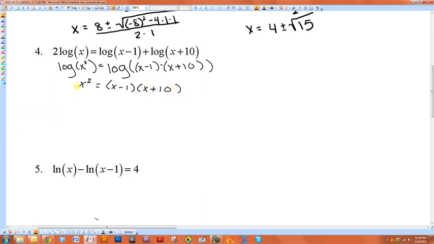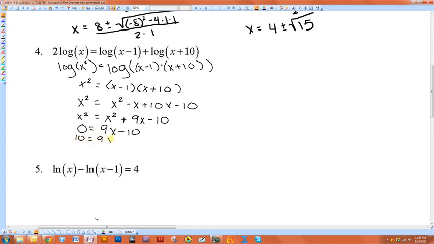Sorry, my pen is giving me some trouble. So that's x squared minus x plus 10x minus 10. So it's x squared is equal to x squared plus 9x minus 10. Okay, well if I subtract x squared from both sides, I'm just going to have 0 is equal to 9x minus 10. So if I add 10, then I'll have 10 is equal to 9x, and then if I divide both sides by 9, I'm just going to have 10 over 9 is equal to x.